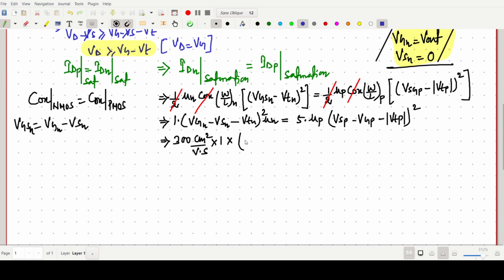So VGN is our V output minus 0, so write 0, and VTN is minus 1 whole square, and here we can write 5 into mu p. The value is given, that is our 40. Okay, now mu p value is 40, so better to write 40 centimeter square per volt second. Okay, and then we have to take care of VSP.